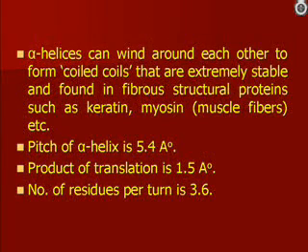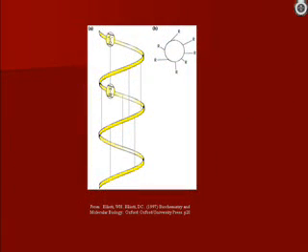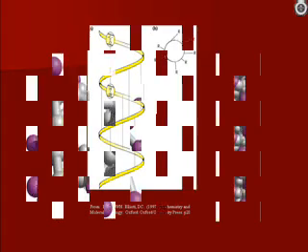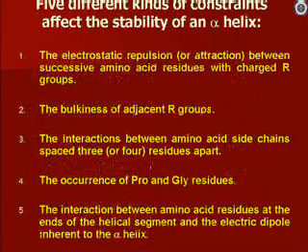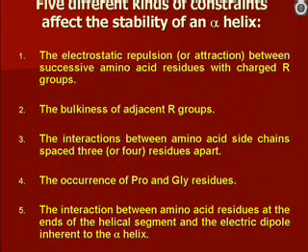In the alpha helix, the helix has a pitch of 5.4 angstrom, the translation per residue is 1.5 angstrom, and the number of residues per turn is 3.6 amino acids. Now there are 5 different types of constraints that affect the stability of an alpha helix. These are electrostatic repulsions, the bulkiness of adjacent R groups, the interactions between amino acid side chains spaced 3 and 4 residues apart, and the occurrence of proline and glycine residues.